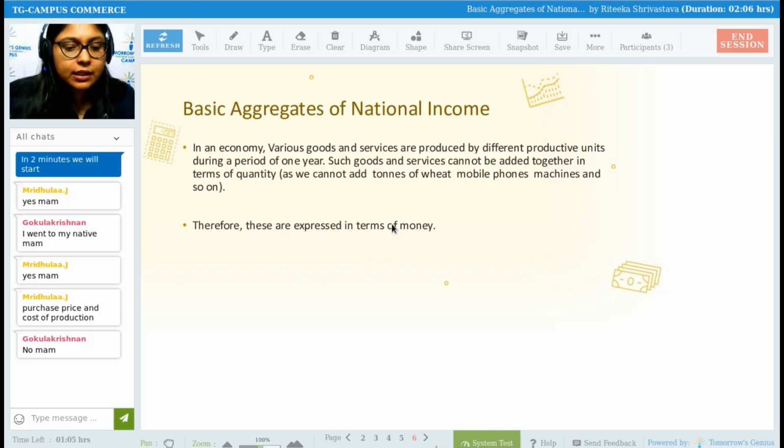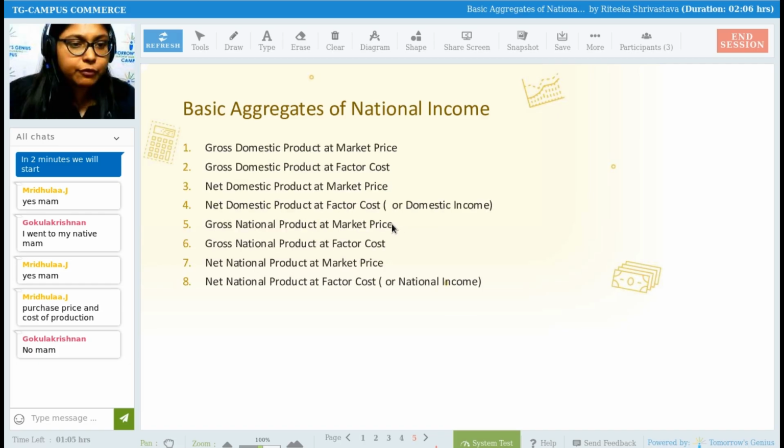Okay, let us continue. So as I said, there are 8 aggregates. We saw the full form of those 8 aggregates. So these are the full forms, wherein we also said that NDP at FC is called a domestic income, and NNP at FC is called national income.